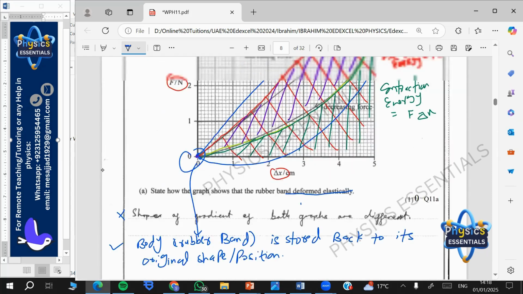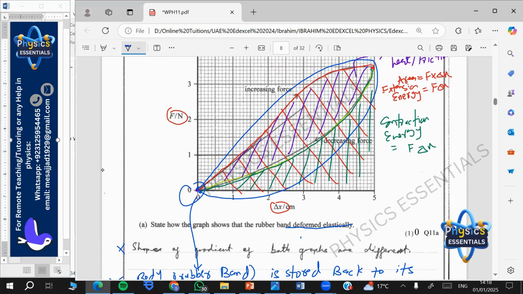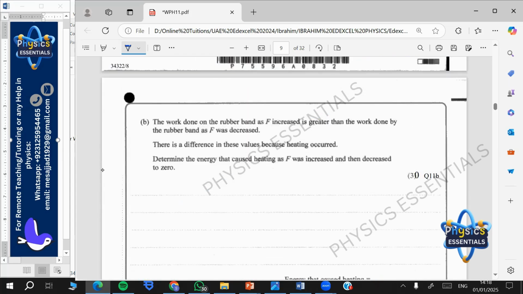So you know that this area, the purple and the mix of red and purple lines, is the area which is not occupied between increasing force and decreasing force. So you need to count the boxes here and find out the area for each box. I have done that for you and you can do it later at your ease. Total boxes were 18.